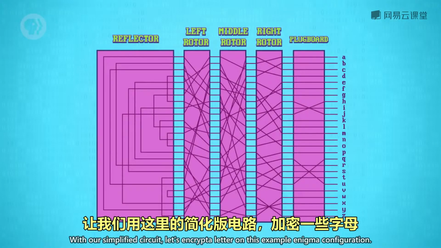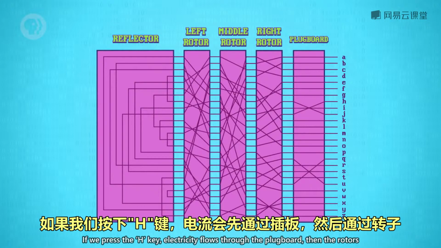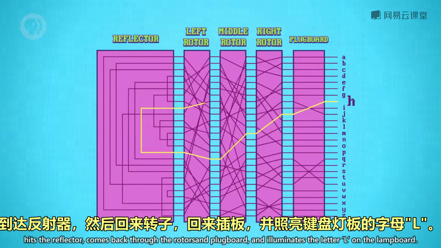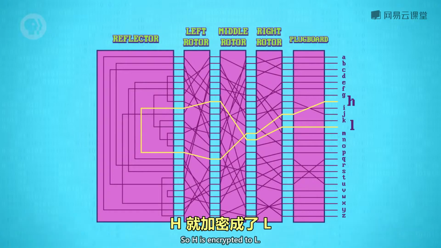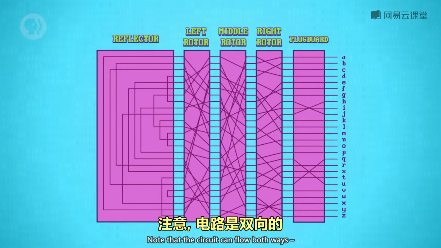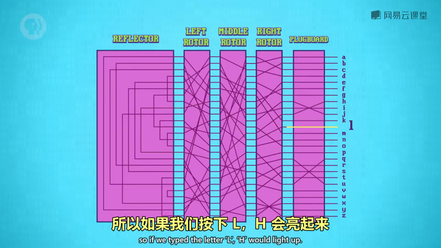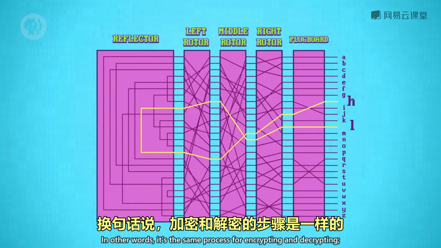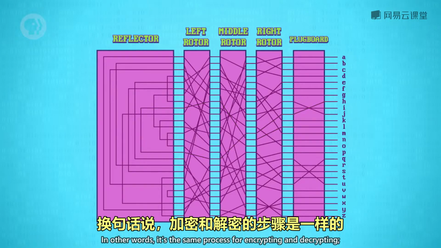With our simplified circuit, let's encrypt a letter on this example Enigma configuration. If we press the H key, electricity flows through the plug board, then the rotors, hits the reflector, comes back through the rotors and plug board, and illuminates the letter L on the lamp board. So H is encrypted to L. Note that the circuit can flow both ways. So if we type the letter L, H would light up. In other words, it's the same process for encrypting and decrypting.